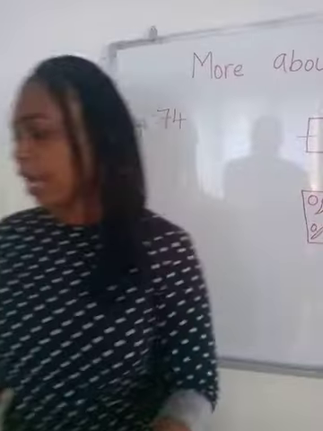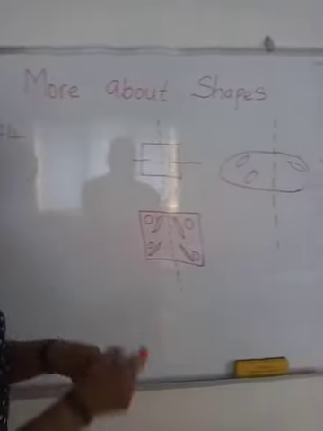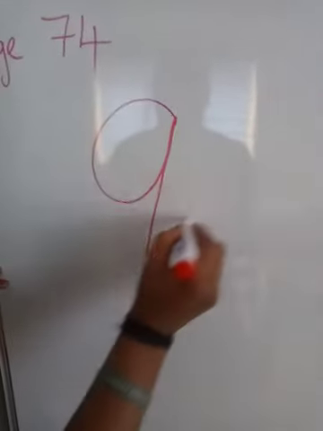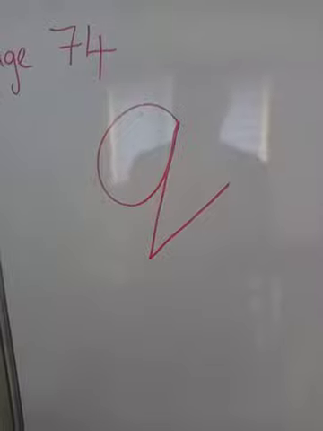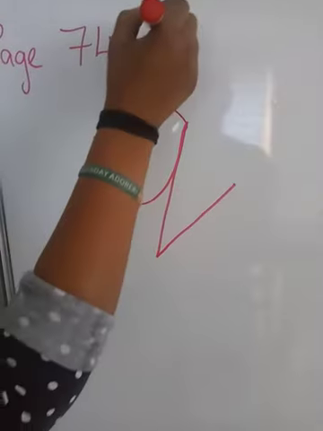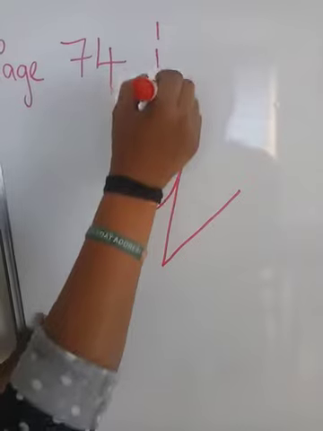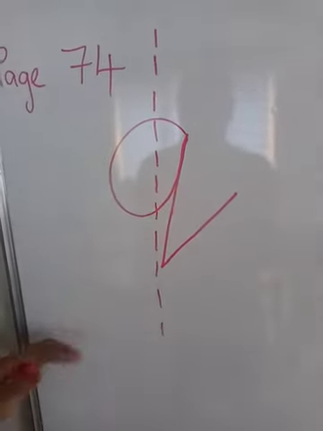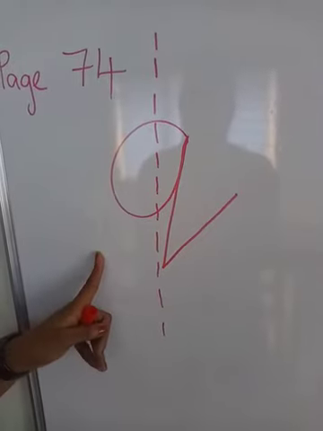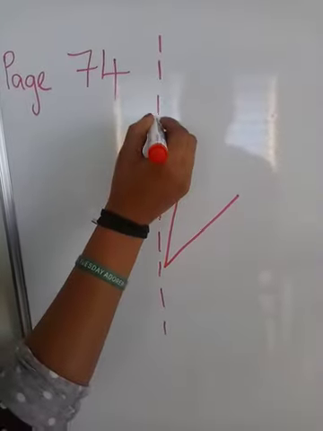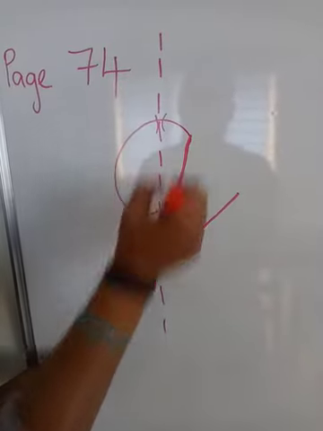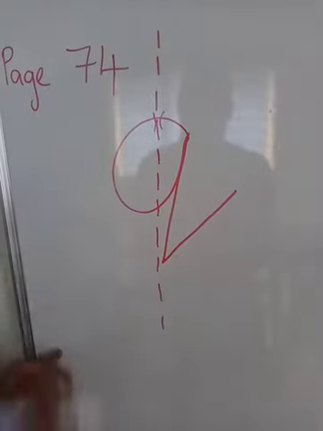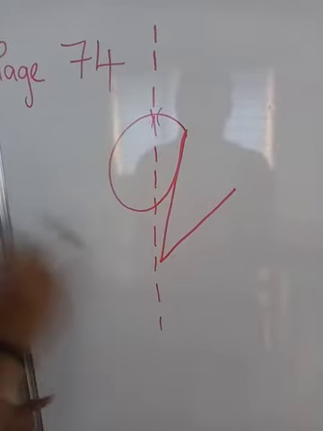Now let's take a look at this shape, or the letter Q. This is the letter Q. And let's divide the shape into two. Is the letter symmetrical? No, because you can see that this part is not equal to this part. On this part you have something like this and it is not on this part. So this letter is not symmetrical.